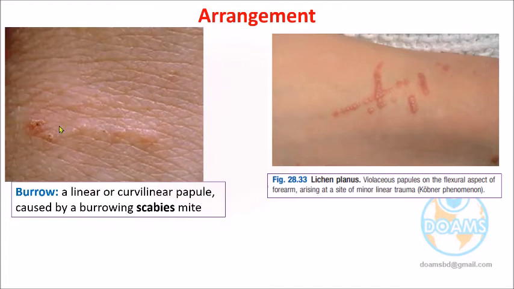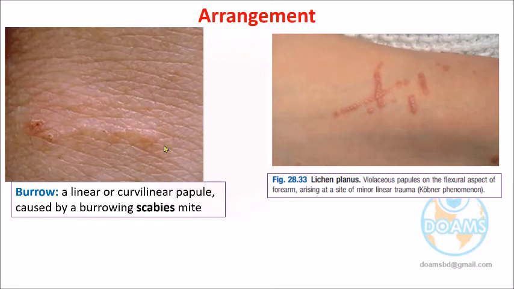This is also linear, but this is under the skin. So this arrangement and this arrangement are similar, but you see there are crisscross lines crossing each other. But here, this is not as such. It could be some crossing lines due to the scratch in the scabies. Both are possible, but without the scratching, only the primary appearance is as such. This is the burrow. So this type of lesion is suggestive of scabies.